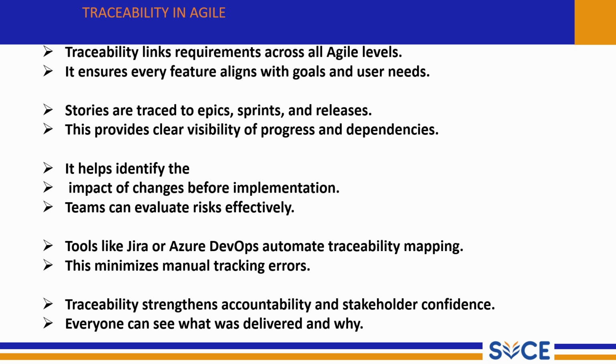Traceability links requirements across all agile levels. Traceability means the ability to track every requirement throughout the project. In Agile, we link the requirements from high-level goals down to user stories and tasks so that nothing is missed during development. It ensures every feature is aligned with our goals and user needs.